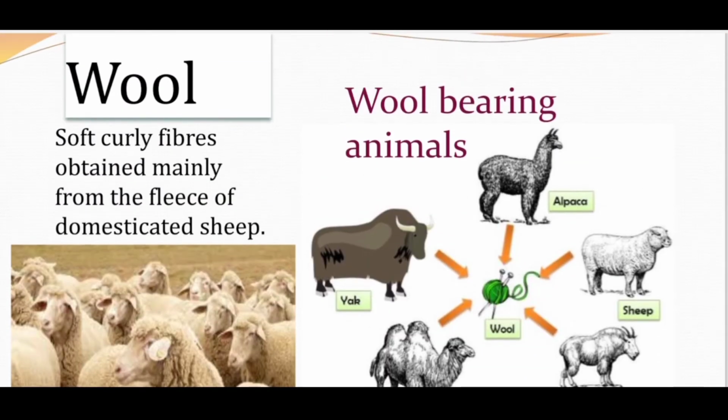Now let us discuss wool. Wool is a very soft, curly fiber obtained mainly from the fleece of domesticated sheep. So we get wool from the domesticated sheep's fleece. Fleece indicates the hair, okay? Fleece is the hair part of the sheep. So mainly from the hair part of the sheep we get the wool.